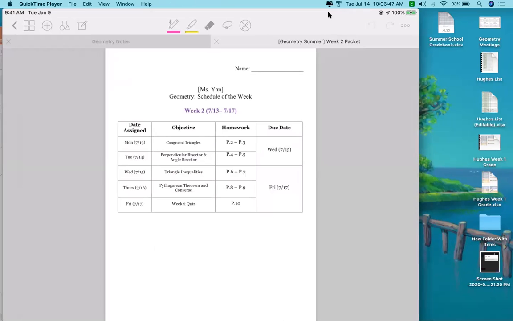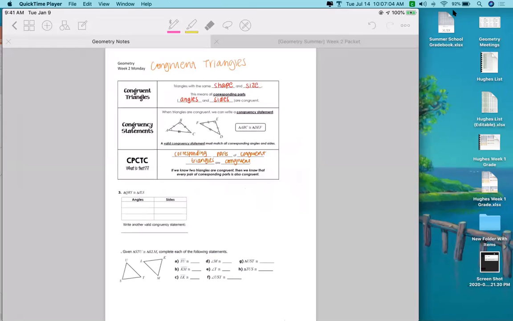So we are in week 2, and your homework that's due tomorrow consists of Monday and Tuesday. Monday, we're dealing with congruent triangles. I have these notes here already, so you can get it down if you haven't watched my video yet.